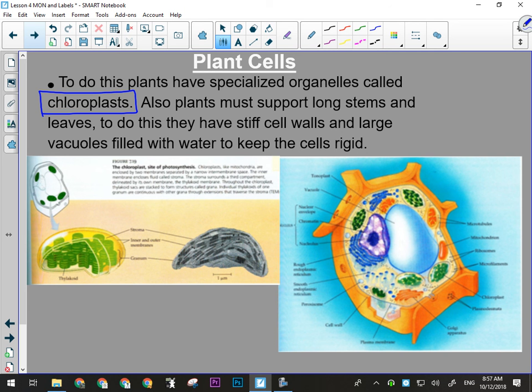All right, also, plants have to support long stems. They have to be able to get fairly tall, so they need to be able to support their cells with a cell wall and large vacuoles filled with water. So the cell supports itself from the outside with a frame, that's the cell wall, and from the inside with water pressure, that's the water vacuole.